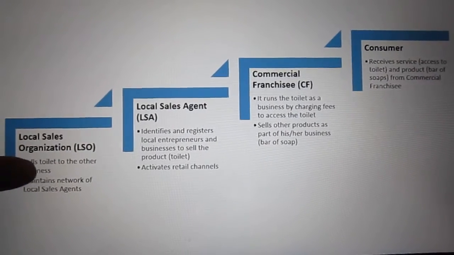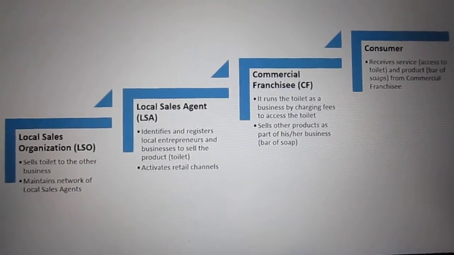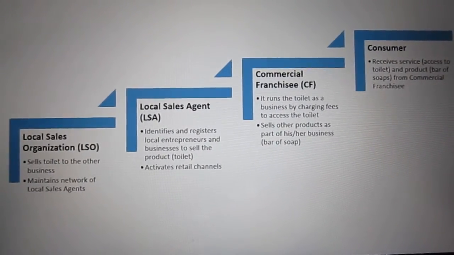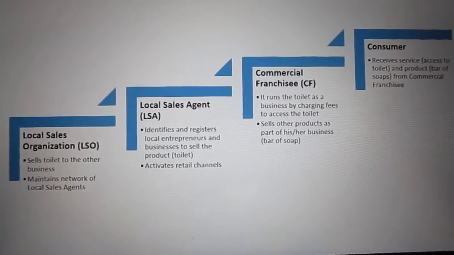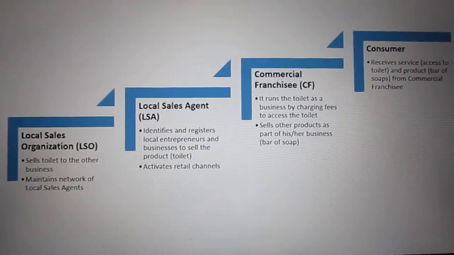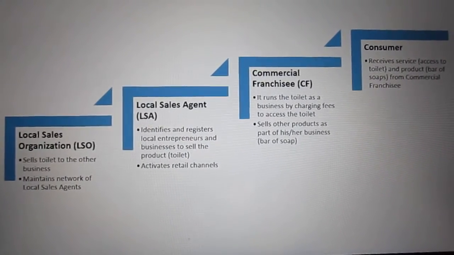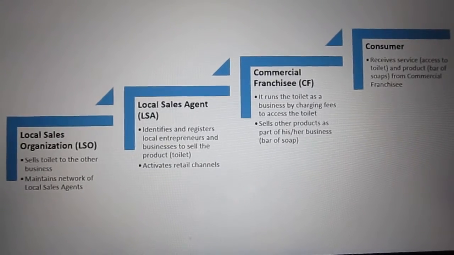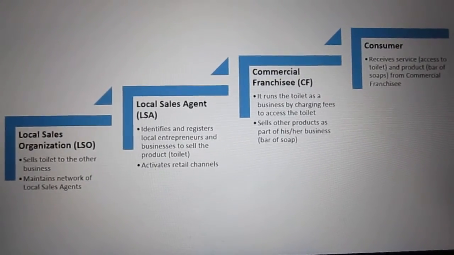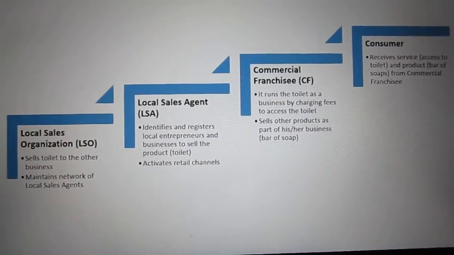The first business is the LSO, the local sales organization. In our example, they sell toilets to other businesses and they maintain a network of local sales agents. Then we have the local sales agent, the LSA. They identify and register local entrepreneurs and businesses to sell the product to, the toilets.